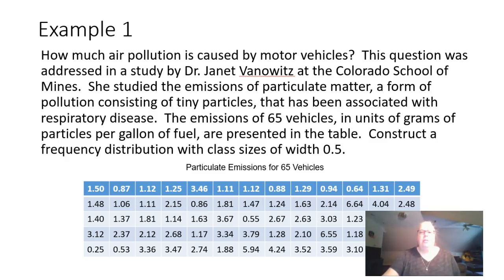Alright, the first thing we want to do is figure out where the maximum and the minimum values are located so that we'll know exactly how many classes to put in here. So I have a value here of 0.25. Looks like that might be the smallest one that I have. So this is the minimum value right here.